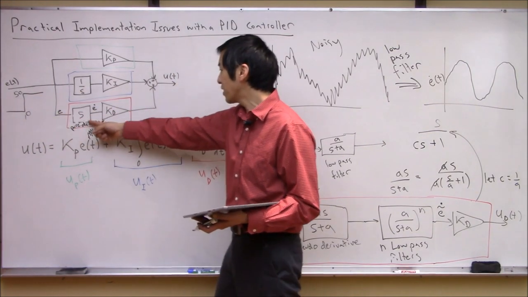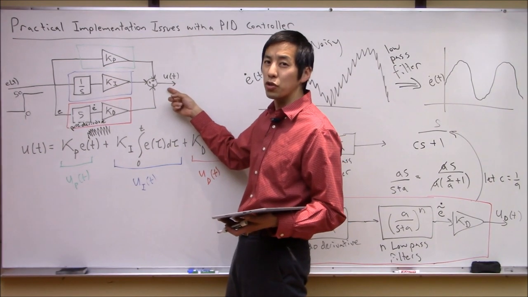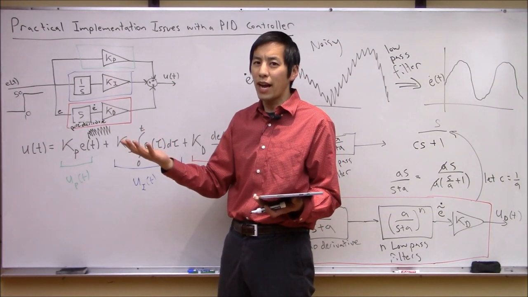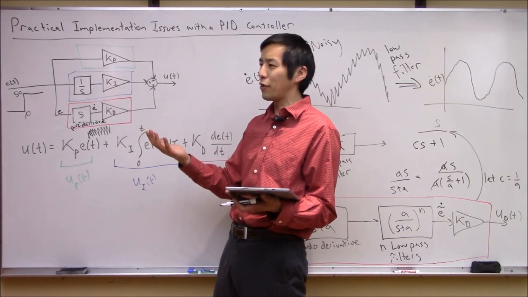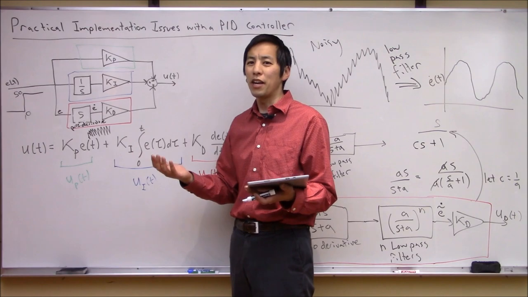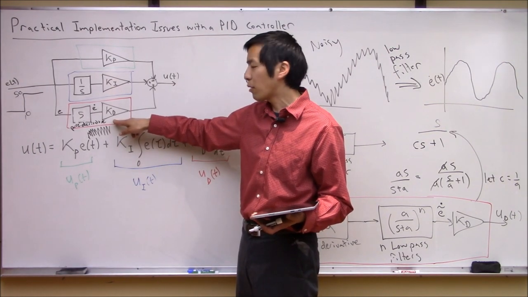So what that's going to do is send an infinity through your signal. That's going to send an infinity to your control signal, which, depending on what kind of actuator you have, may be good or bad, right? Usually that's bad. I don't think I know a lot of actuators that can handle an infinite signal. So this step change is bad with a pure derivative.